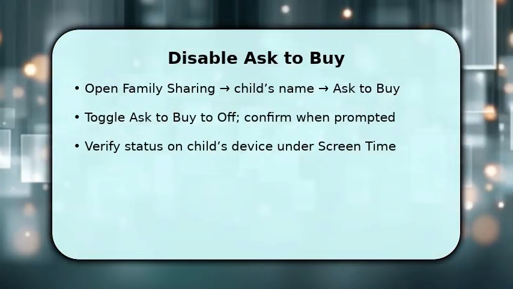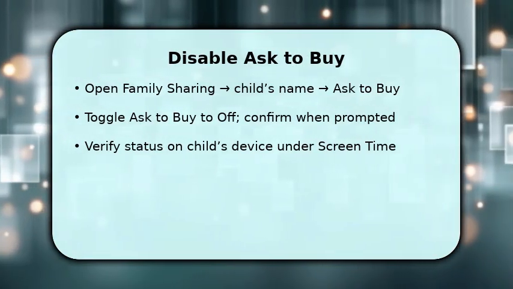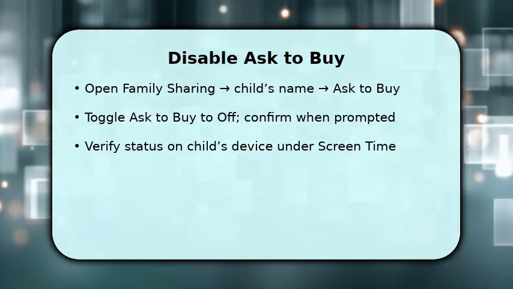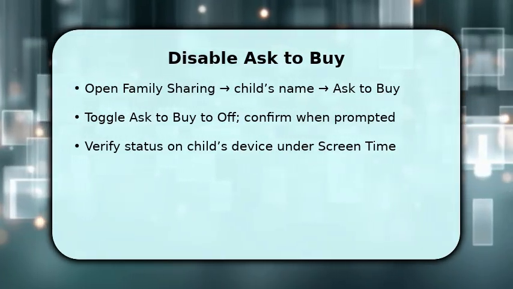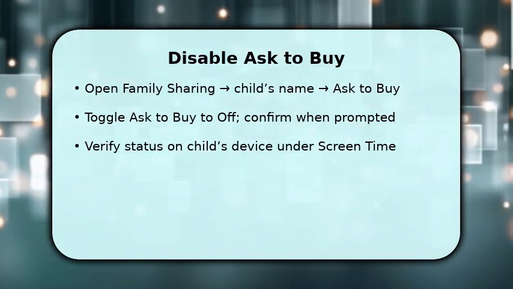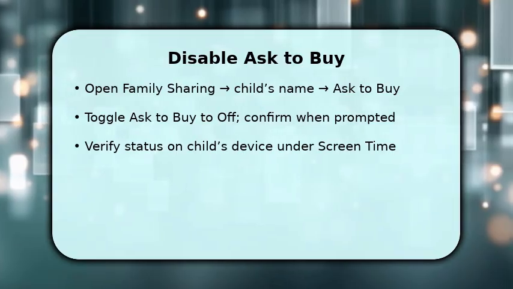You now disable Ask to Buy. In Family Sharing, select the child, then choose Ask to Buy and switch it off. When prompted, confirm that you want purchases to be allowed without requests. This removes the approval step for iTunes, App Store, and in-app buys.